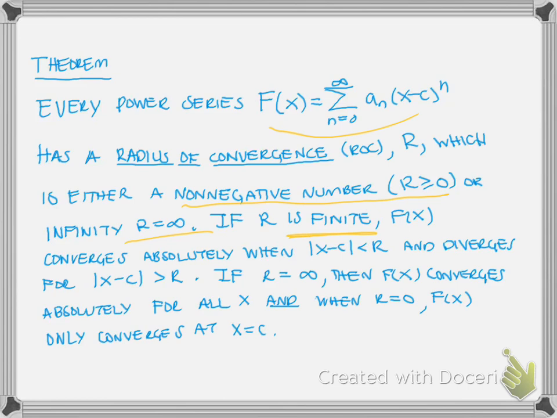If R is finite, then f of x converges absolutely when the absolute value of x minus c is less than R, and diverges when the absolute value of x minus c is greater than R. We talked about that already. If R is equal to infinity, then f of x converges absolutely for all x. And when R is equal to 0, f of x only converges at x equals c. So we just talked about it. So I'm going to end this video here and then start the next one with the rest of our examples.